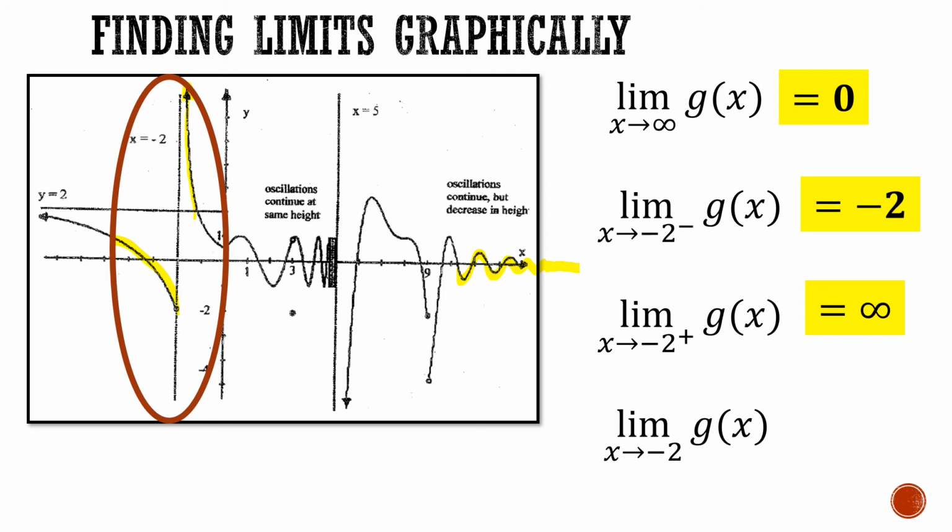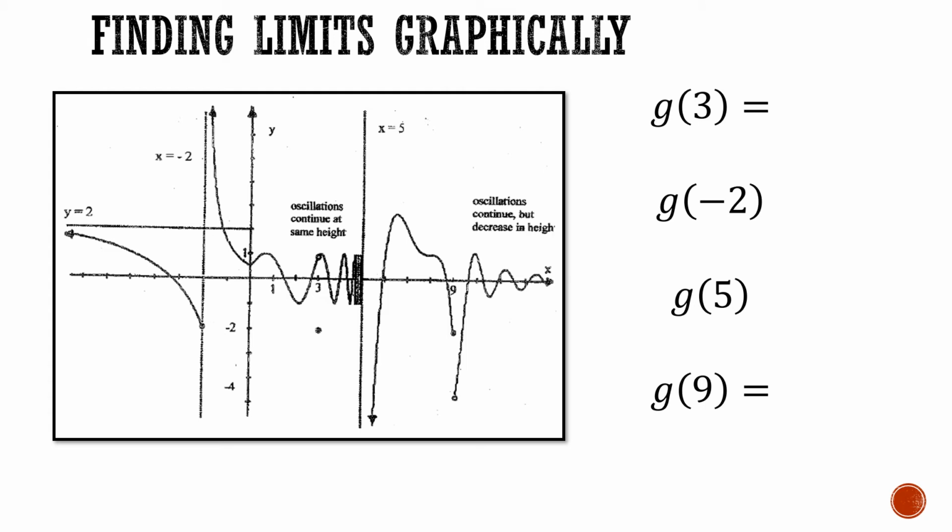Well, what's the limit as x approaches -2? Period. So again, when it doesn't have a left or a right-hand symbol, you have to consider both sides and they have to be equal. Well, from the left, we said it was -2. On the right, we said it was infinity. So that means those two numbers are not the same. This limit does not exist.